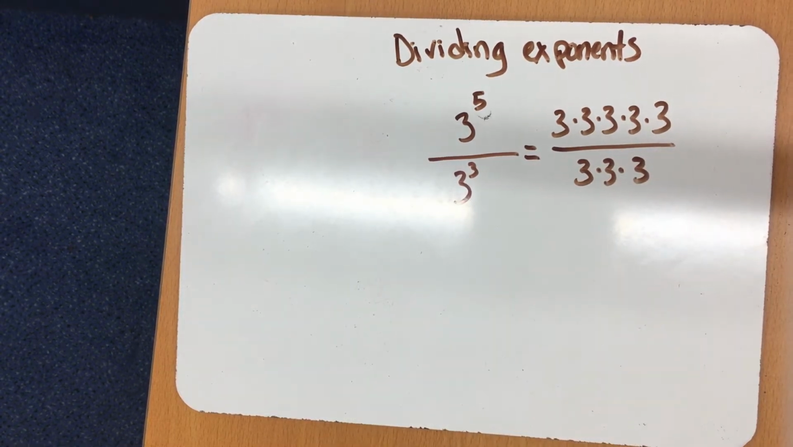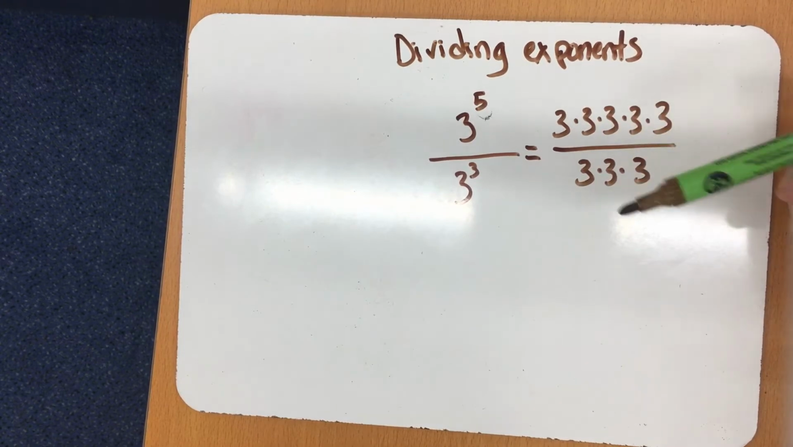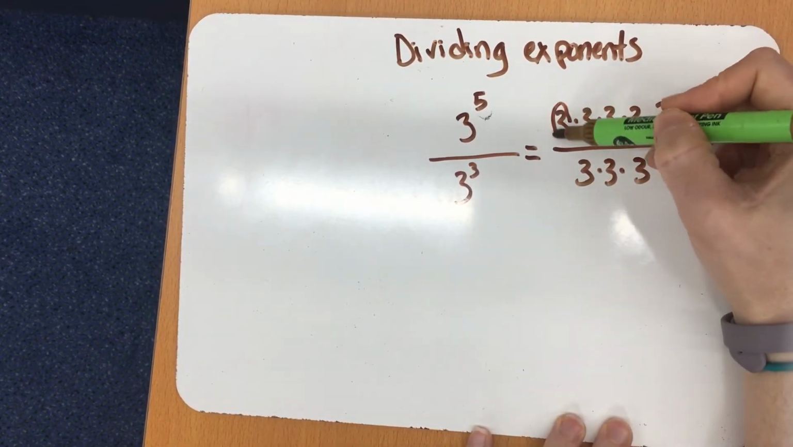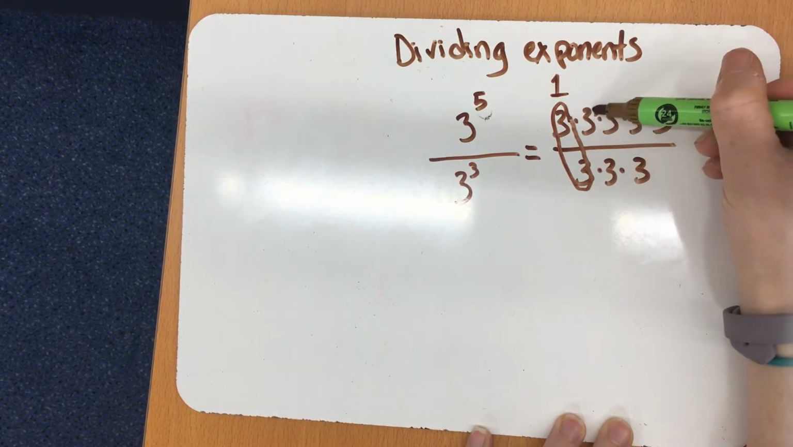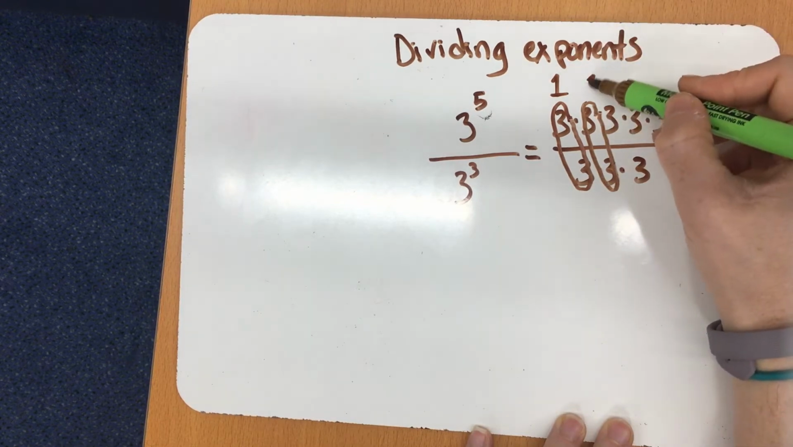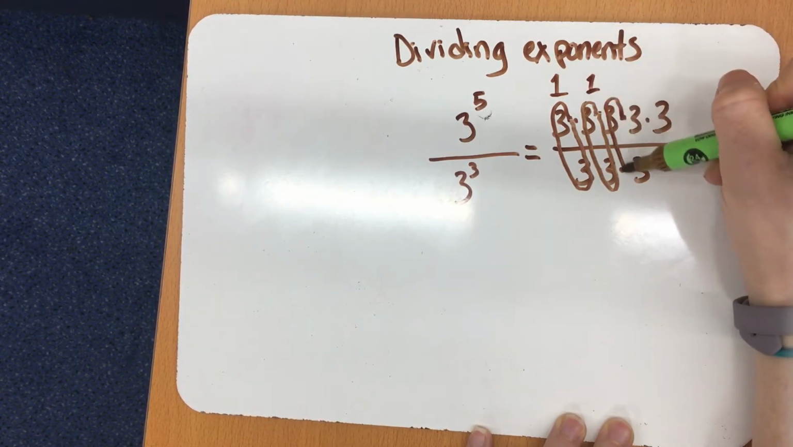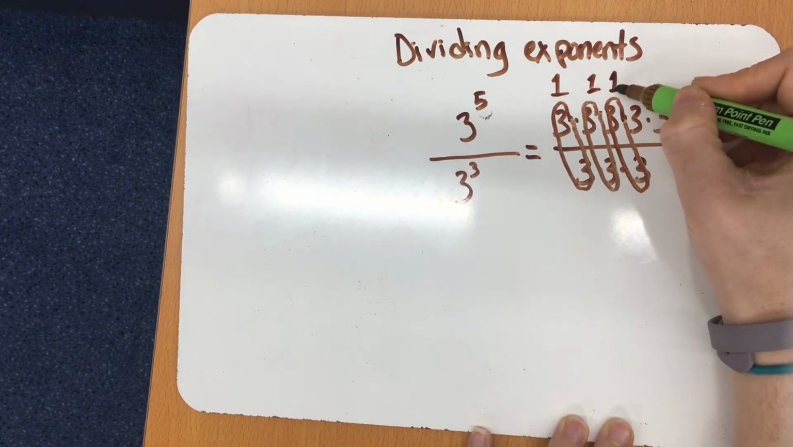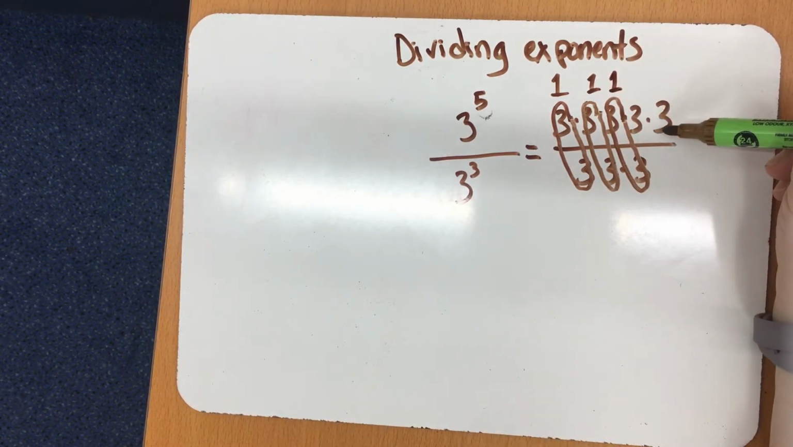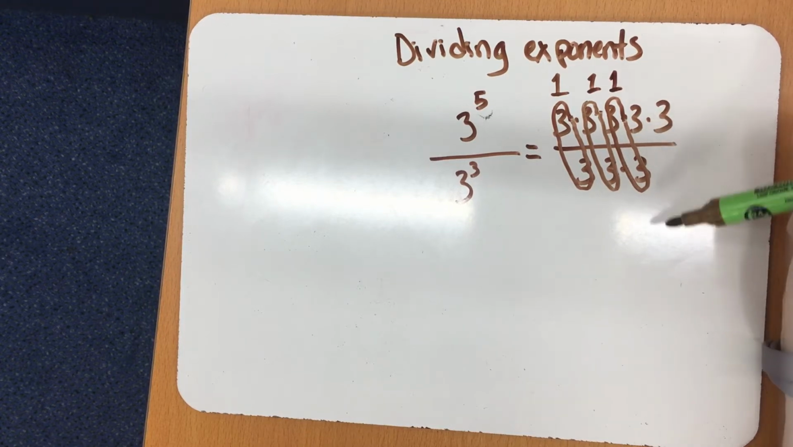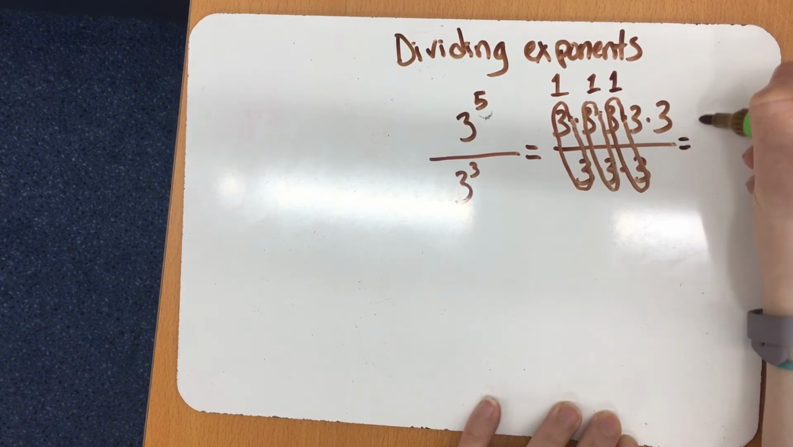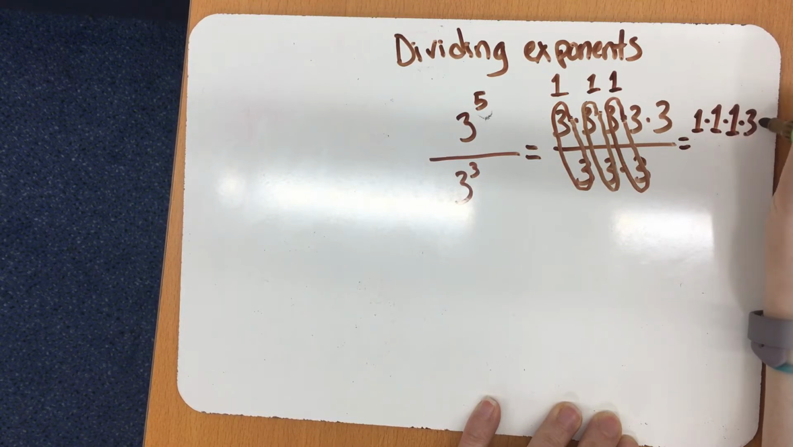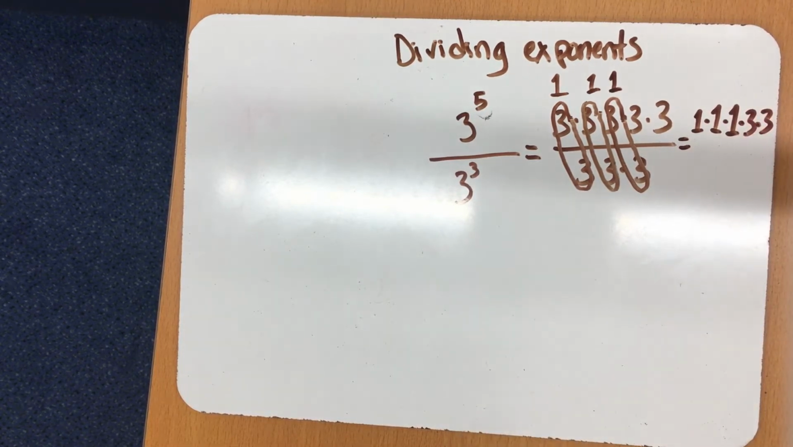And the reason this is helpful is, if we remember that anything divided by itself equals 1, it means that this 3 divided by this 3 is actually just equal to a 1. And this 3 divided by this 3 is also just equal to a 1. And this 3 divided by this 3 is also just equal to a 1. Now I have 2 additional 3's on the top of this fraction, but there's nothing to divide them by, so they don't cancel out and become a 1. So what I'm actually left with now is 1 times 1 times 1 times 3 times 3, with nothing on the bottom of the fraction.